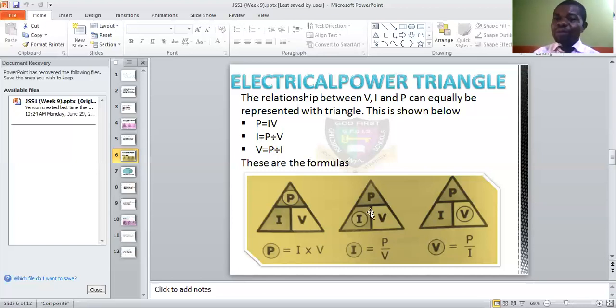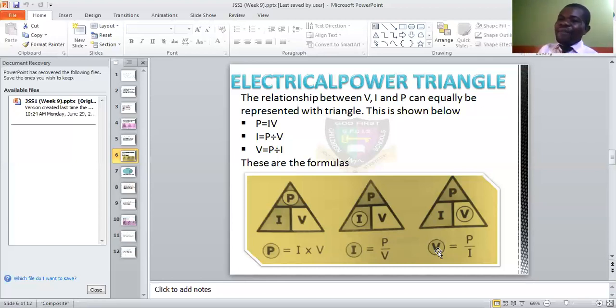This is a triangle too. What we are making the subject of the formula here is what? The P. That is P is equal to I times V. That one is clear. Then here we are making I the subject of the formula. That is P divided by the second one. Then here we are making V the subject of the formula. That is P divided by I, the second one there. So this is what we mean by the relationship.